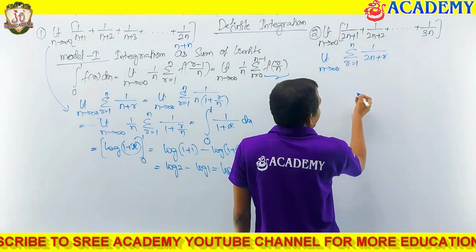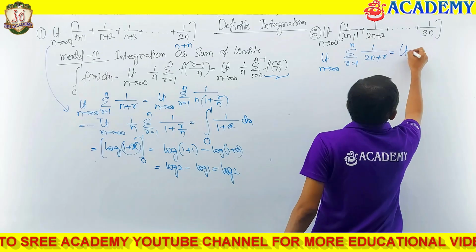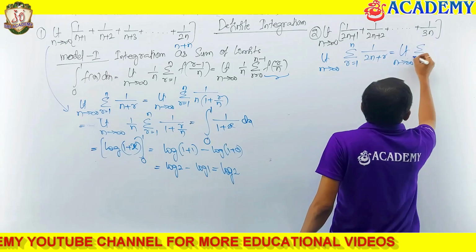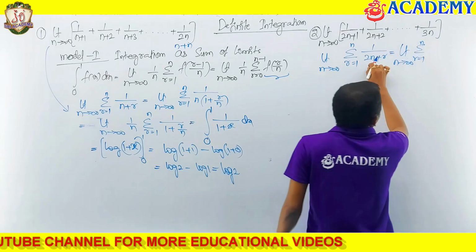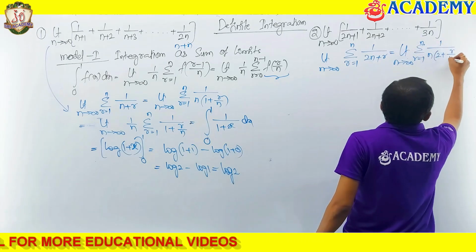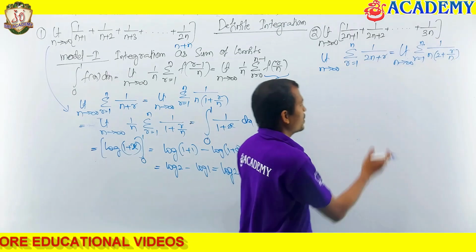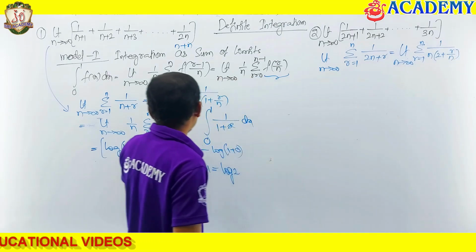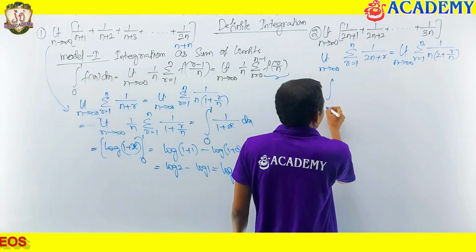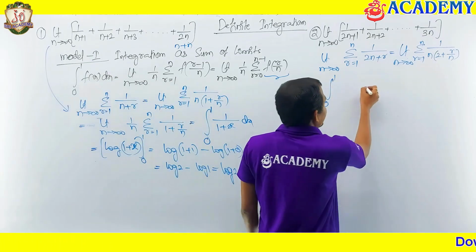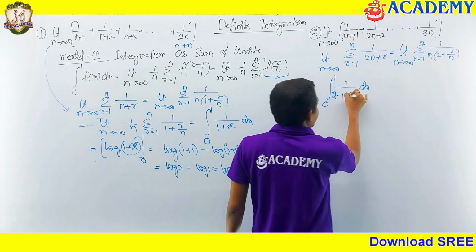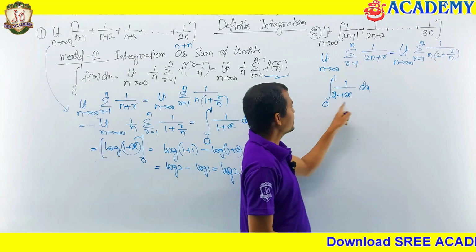That's simplifying, that is limit n tends to infinity. If I take sigma r equal to 1 to n, here n common, 1 divided by n into 2 plus r by n. 1 by n I am replacing directly, it is separate and exists, so we write 1 by n as dx, that is integral 0 to 1 dx, and the function is going to be 2 plus x.